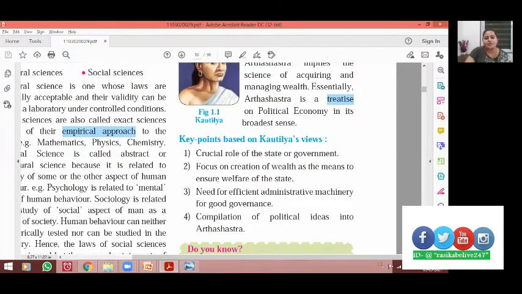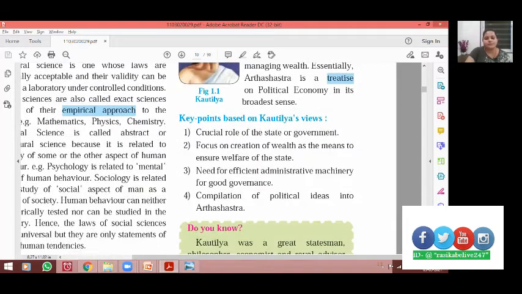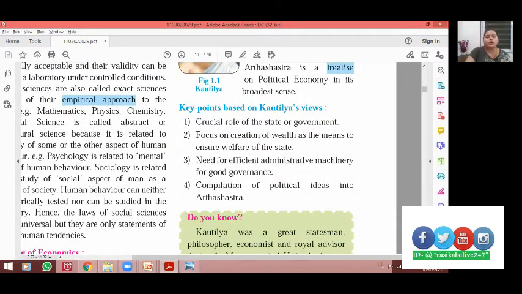Key points based on Kautilya's view. Let's see the key points. Critical role of the state or government. Focus on creation of wealth as the means to ensure welfare of the state.